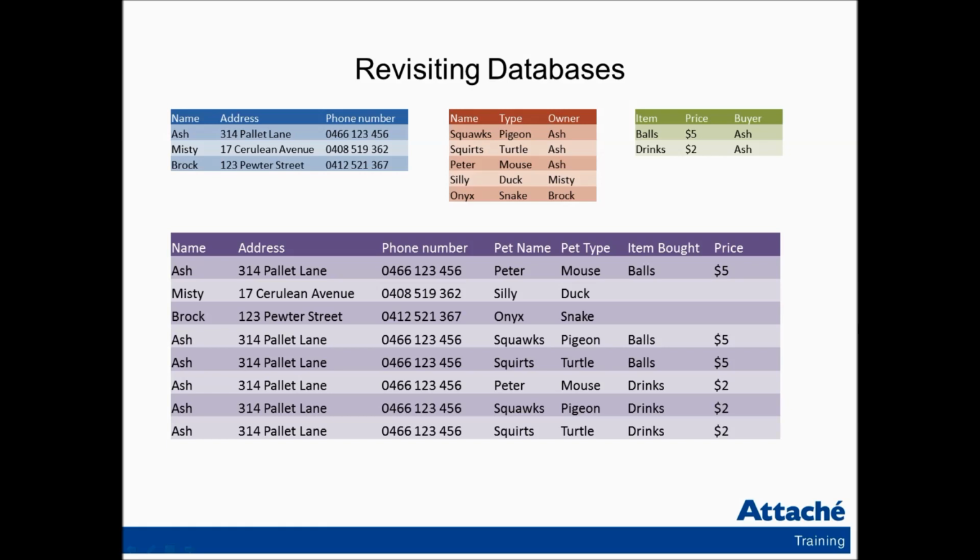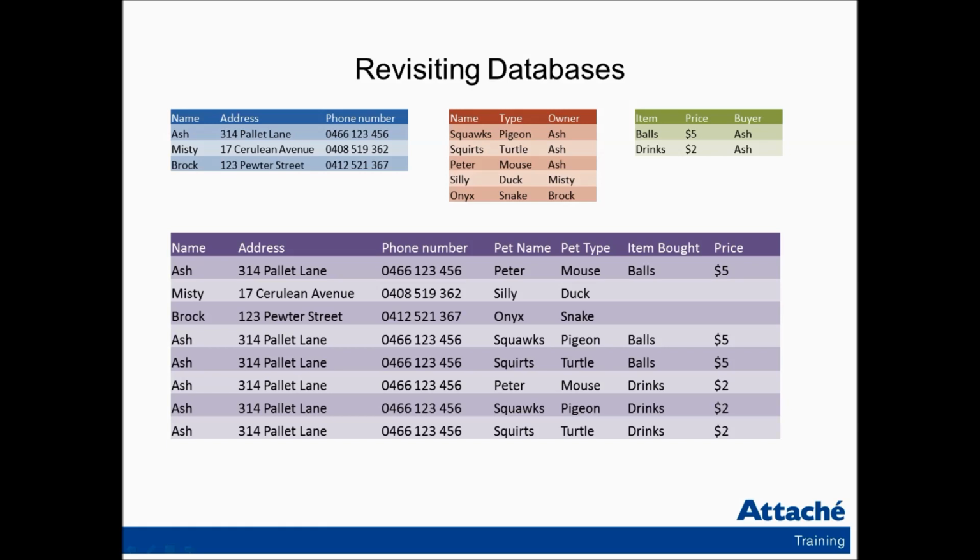Imagine if Ash's phone number here is incorrect. In this single table format, we'd need to change 1, 2, 3, 4, 5, 6 separate entries. Of course, in a real database like the one used by Attaché and Clearview, there wouldn't be just a handful of entries, there would be hundreds or even thousands of entries. Can you imagine needing to make changes to 1,000 entries for something as simple as a change in phone numbers for one customer? This is why it's impractical to have all of the information in a single table.